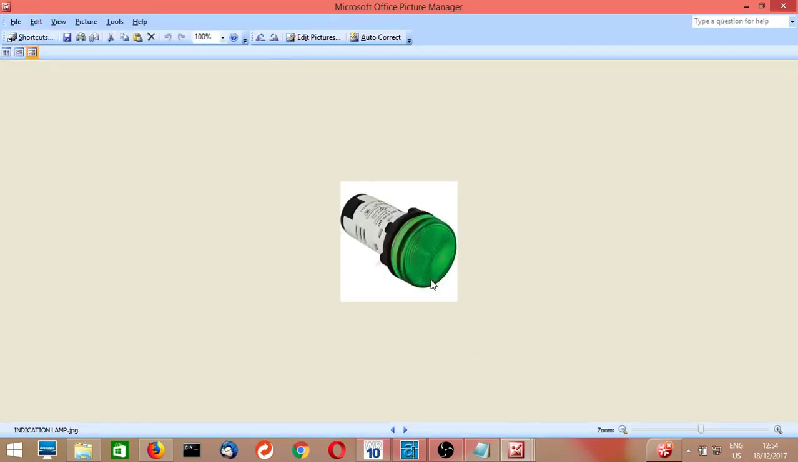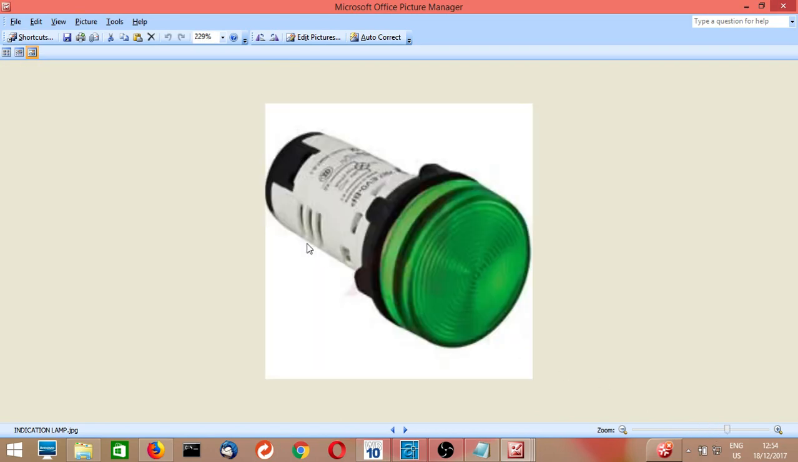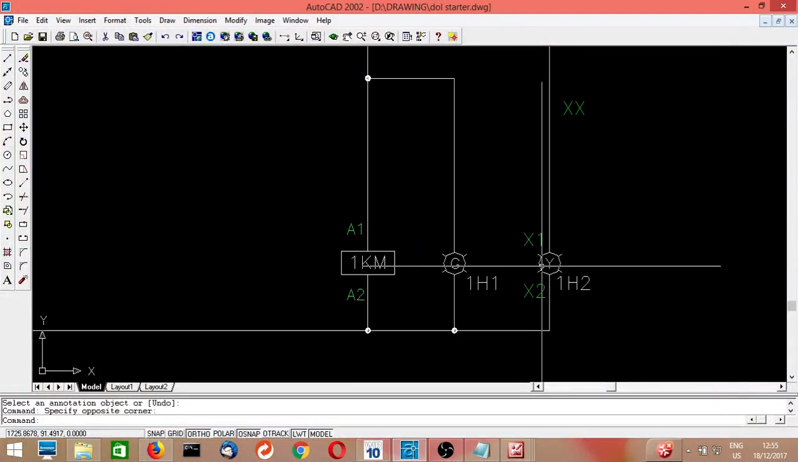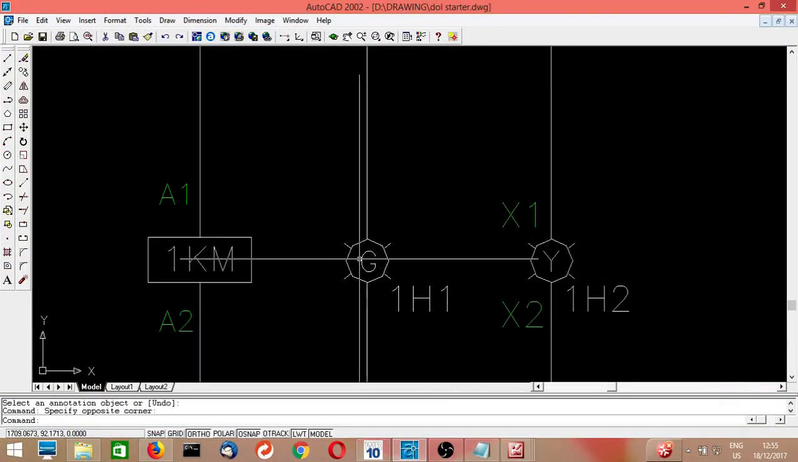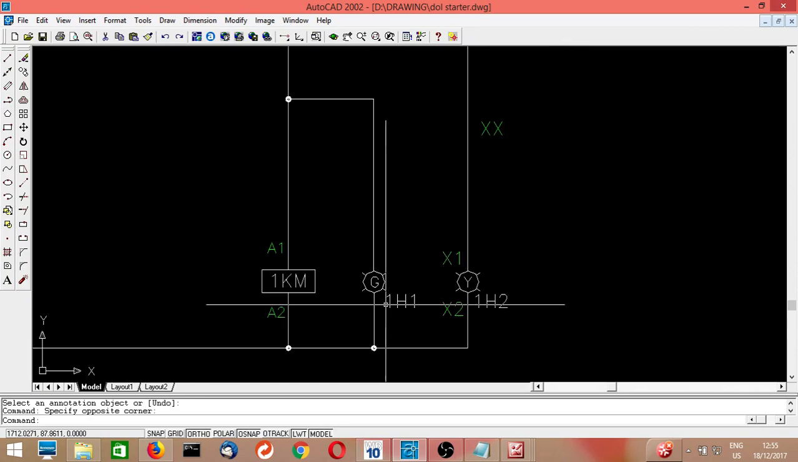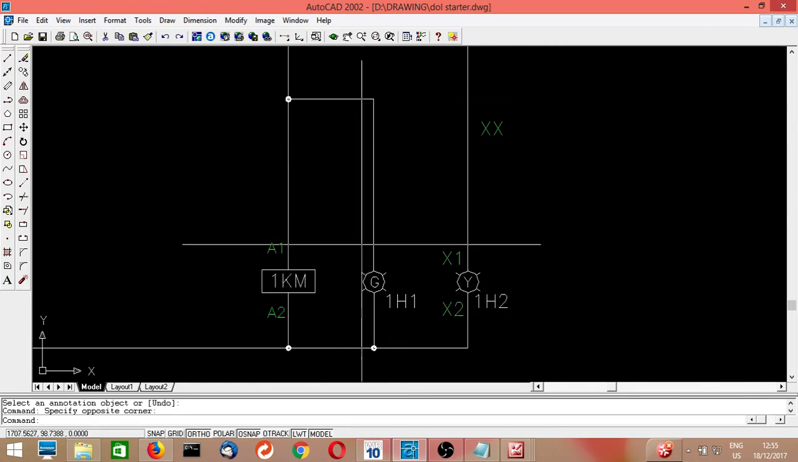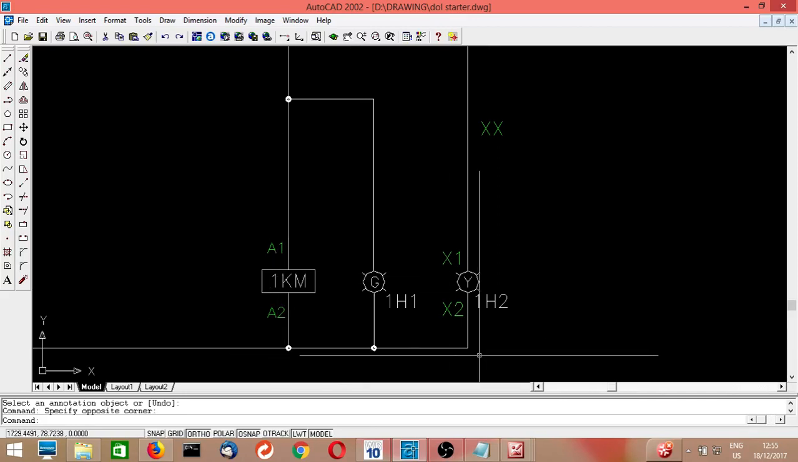And when this coil is connected, there is one more indication. I will show one indicator picture. This is the indication lamp. Different colors of lamp are available: a green indication lamp or a yellow indication lamp. The yellow indication lamp is basically used for showing the trip indication. This Y symbol is yellow, and this is called the green indication lamp. When green is showing, the motor is in run state. It is directly connected across the coil of the contactor.